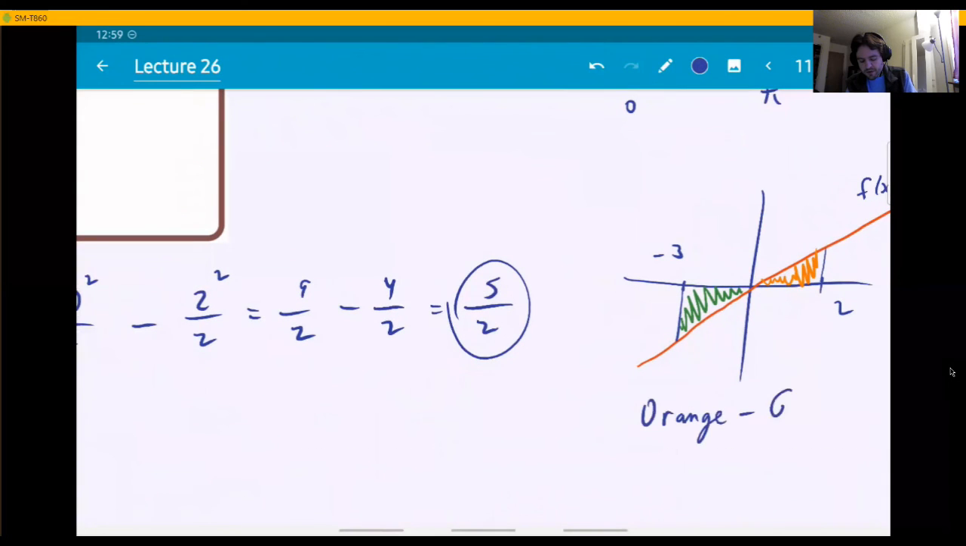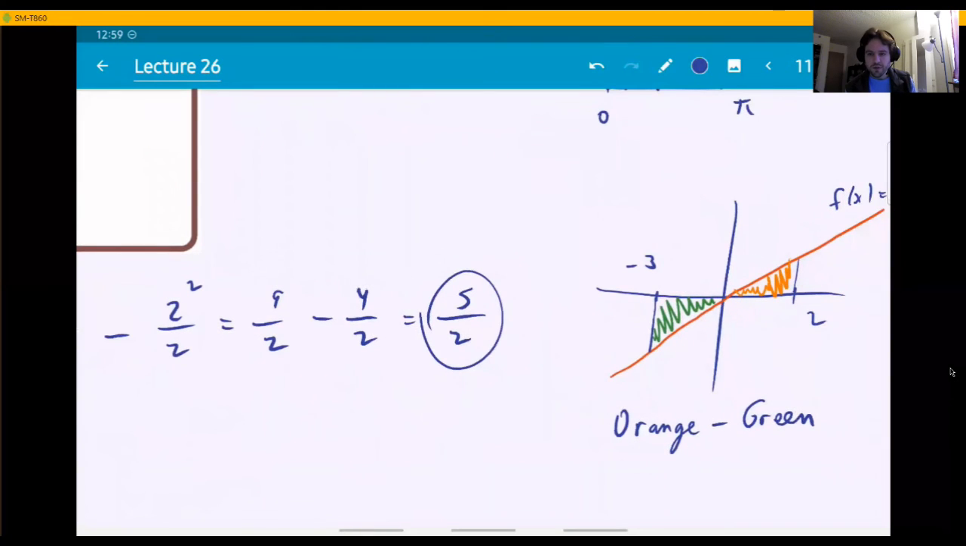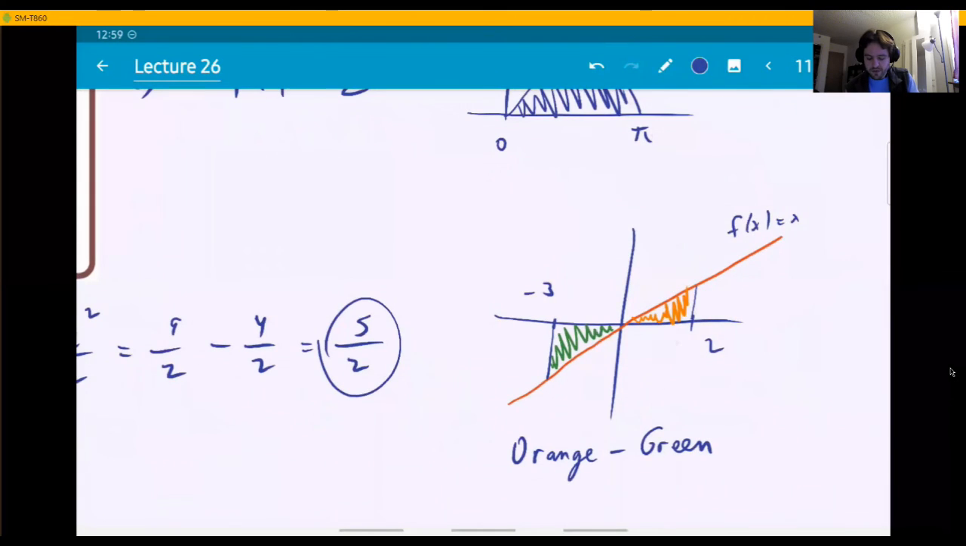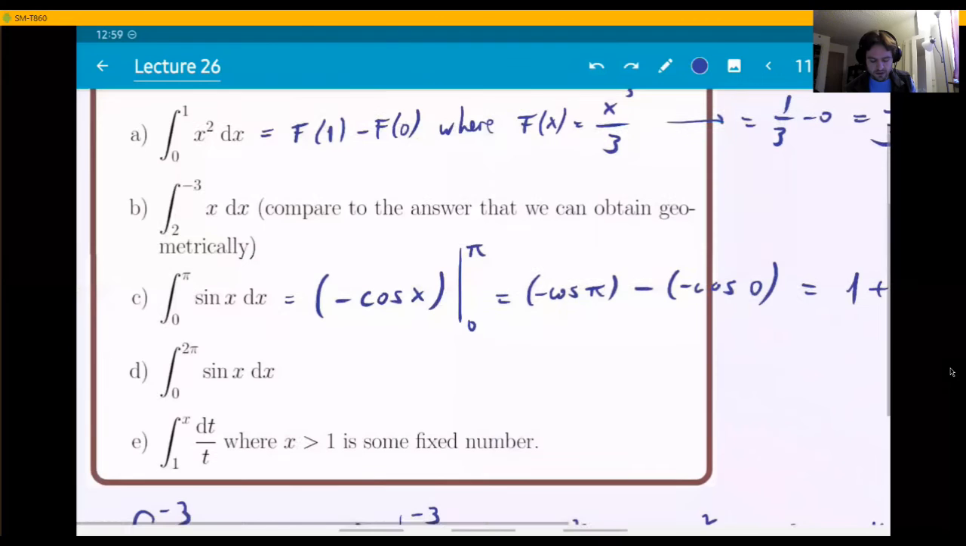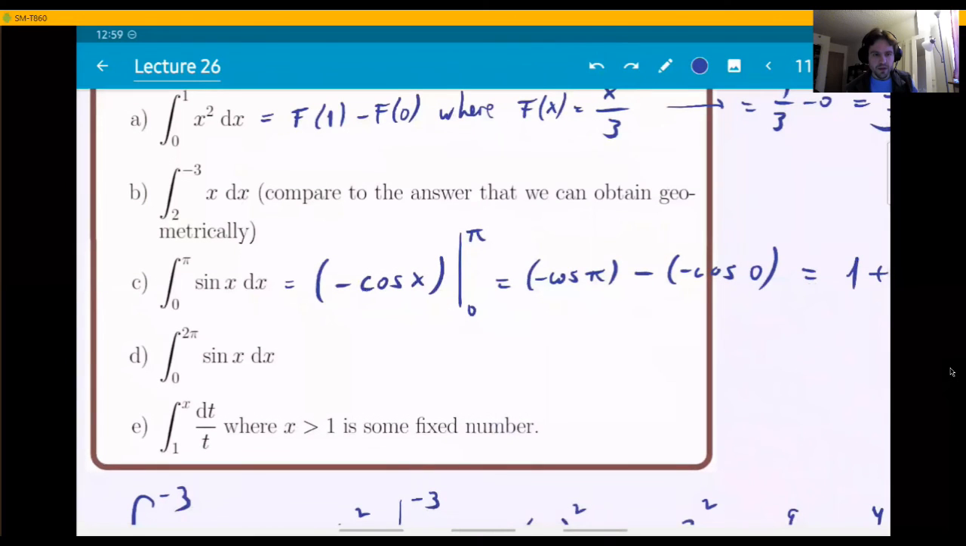Orange minus green. The one above the x-axis minus the one below the x-axis. Try to compute this geometrically. Just find the areas of these triangles and do this calculation. You're going to see the number 5 over 2, unless we made some mistake. So I'm not going to complete this part. That's just geometry. What about this other one?